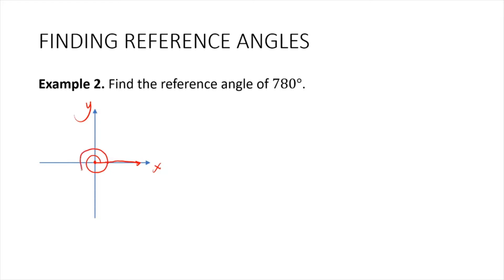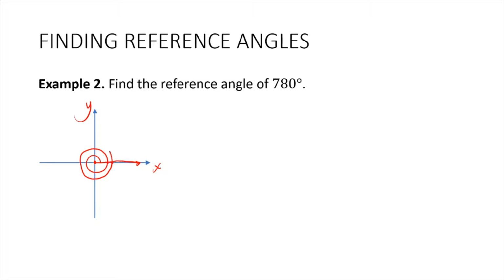Another revolution will result to 360 plus 360, that's 720. Therefore, 780 is somewhere here in the first quadrant, because if we add another 90 degrees, so 720 plus 90, that would be 810 degrees. All right. Therefore, the terminal side of 780 degrees is located or situated somewhere here in the first quadrant.